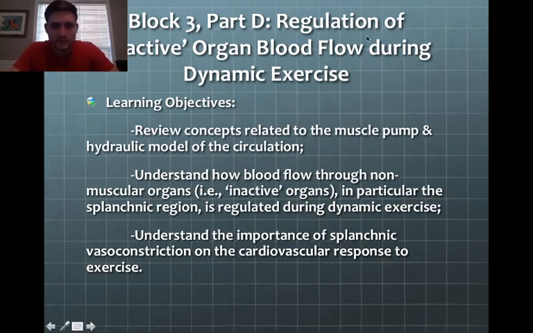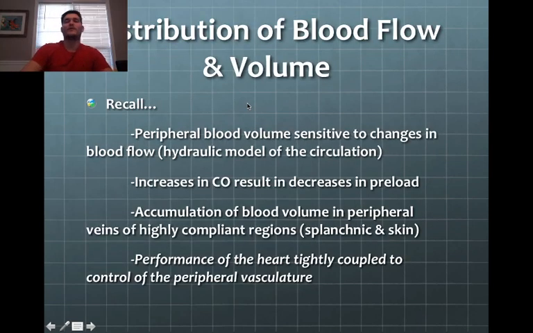So the learning objectives for today: first, we're going to review some concepts, including the muscle pump and the hydraulic model of circulation. Then we're going to talk about how blood flows to non-muscular or inactive organs like the intestines, the splanchnic circulation, during dynamic exercise, and then we're going to understand the importance of splanchnic vasoconstriction in our cardiovascular response to exercise.